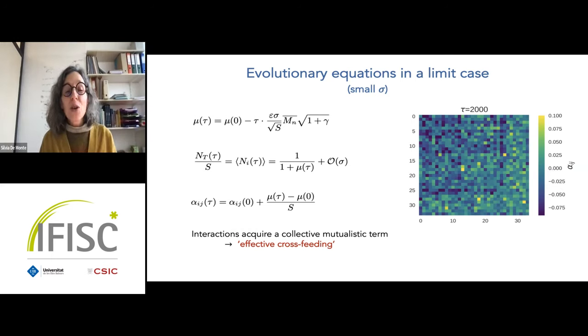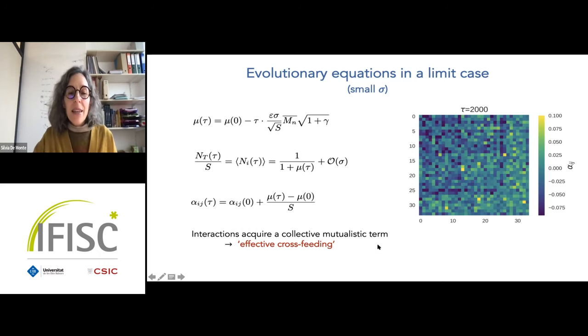And finally, we also find this isolated eigenvalue in the equation for the interactions, that is, in this case, strictly related to the average. Sorry, I didn't mention, this approximation holds as long as the variance of alpha is small. If you have larger variances, you will observe qualitatively the same kind of behavior, but this isolated eigenvalue will not be in such a direct connection with the mean.